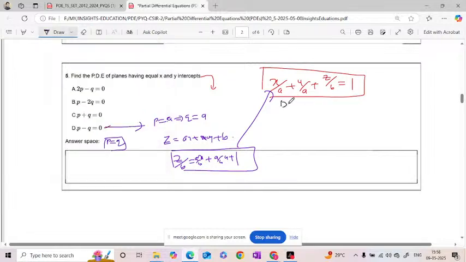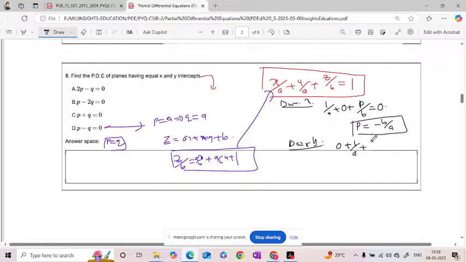Now we'll differentiate with respect to x. What will happen? We have 1 by a plus 0 and p by b is equal to 0. Now here we will get p is equal to minus b by a. Next one, differentiate with respect to y. After differentiating with respect to y, we will get 0 plus 1 by a plus q by b is equal to 0, now q is equal to minus b by a. Now from these two equations, p is equal to q. So it is the result. Okay.